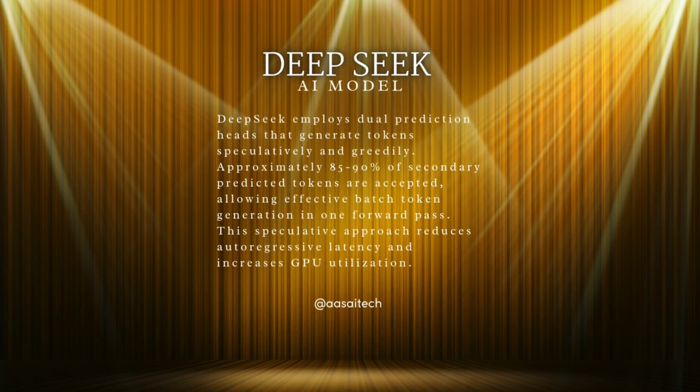Multi-token prediction employs 2 parallel prediction heads in DeepSeek. One produces the primary token stream, while the other speculates on the next token. With acceptance rates around 85 to 90% for speculative tokens, the model confidently predicts multiple tokens per forward pass. This approach reduces latency by overlapping token predictions, crucial for real-time applications such as conversational AI or rapid code completion, where milliseconds matter.